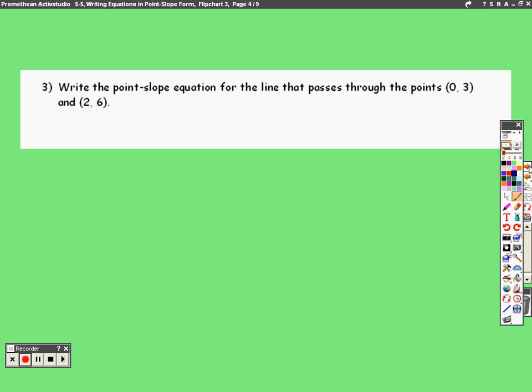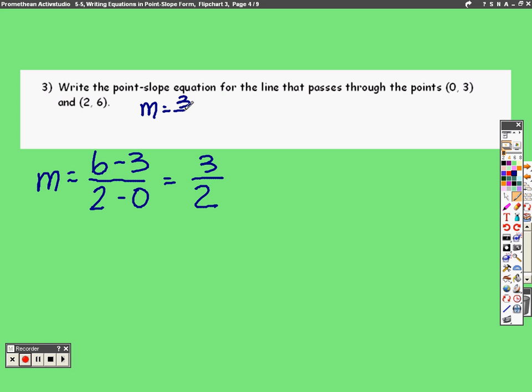Okay. Now you might be given 2 points and you still want to use the point-slope equation. The first thing that you have to do with that is find the slope of the 2 points. So it's going to be y2, which is 6, minus y1 over x2 minus x1. So we end up with 3 over 2, which is our slope. And we now have the slope, and we can use that to put our information into a point-slope equation.